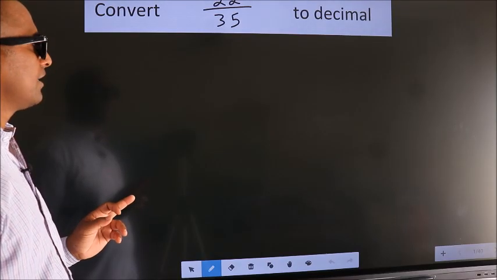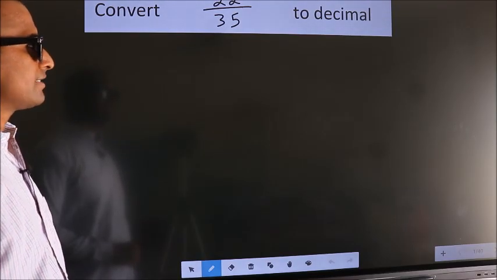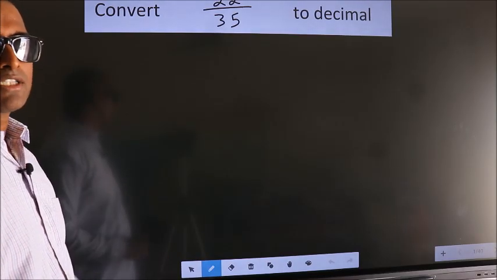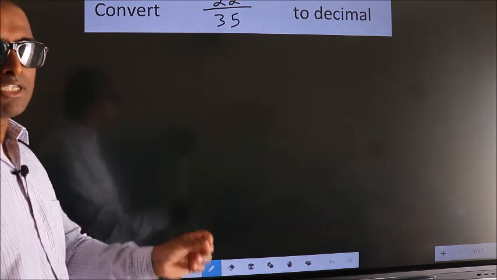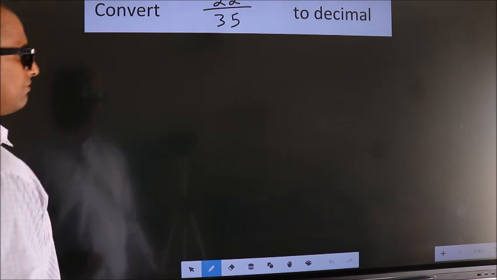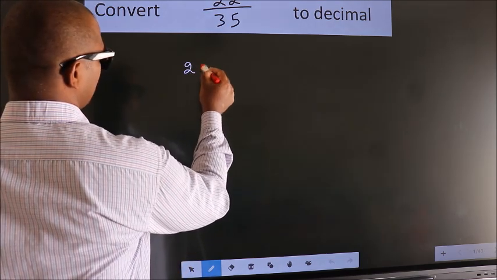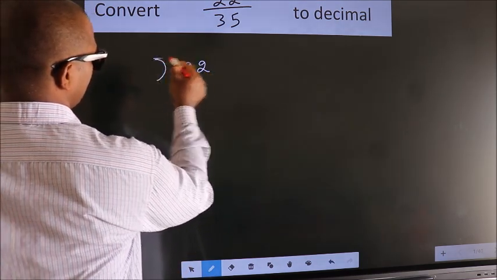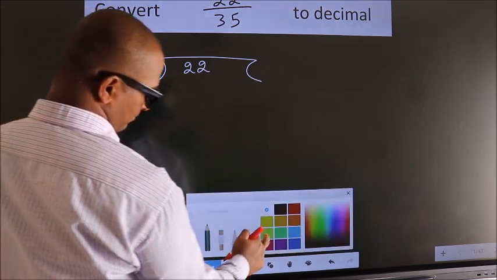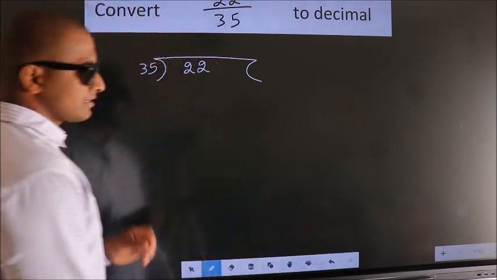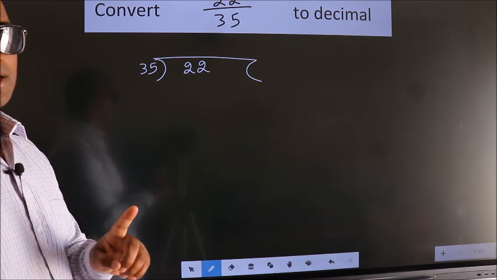Convert 22 by 35 to decimal. To convert this to decimal, we have to divide, and to divide we should frame it in this way. 22 here, 35 here. This is your step 1.